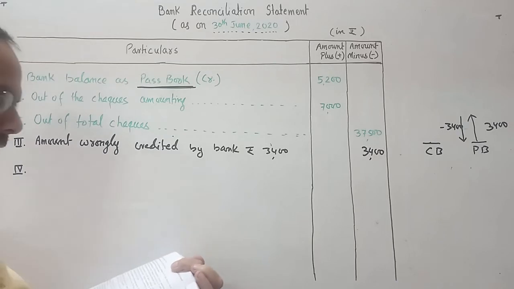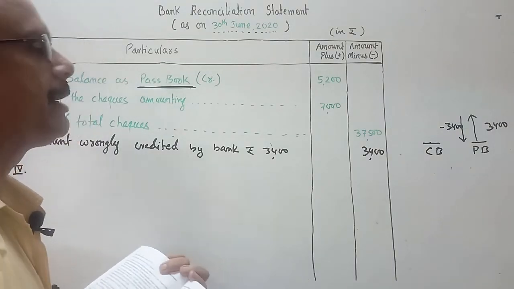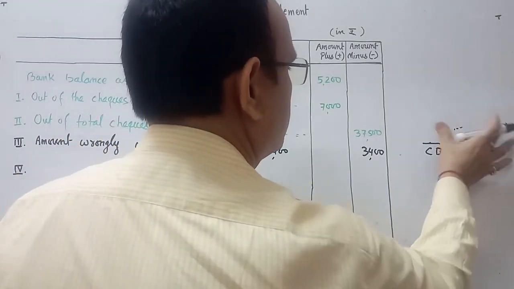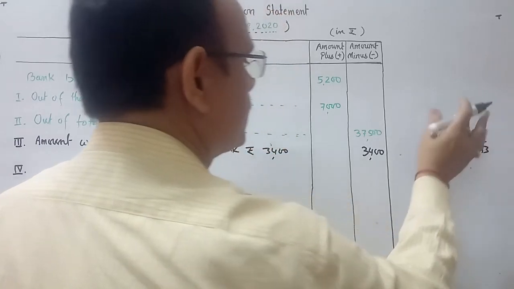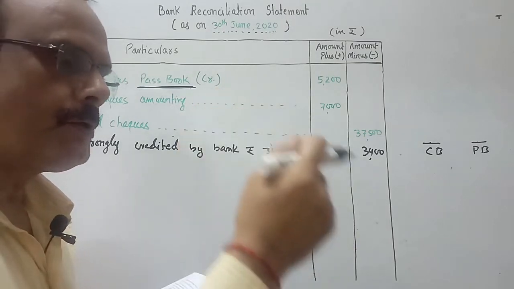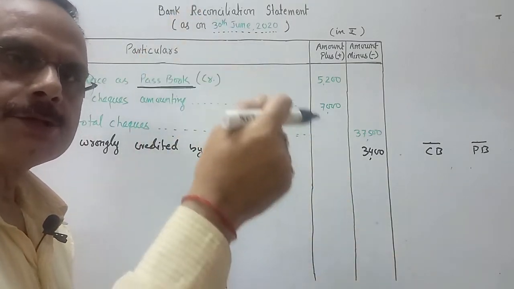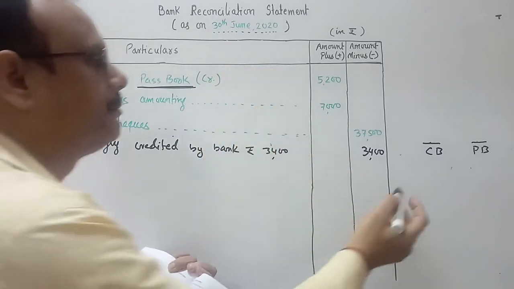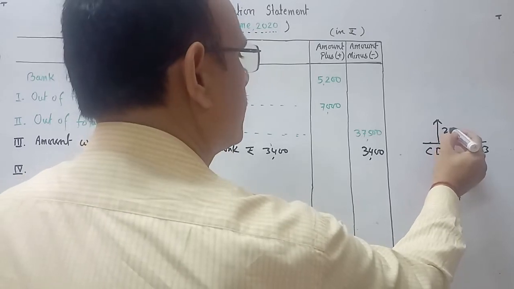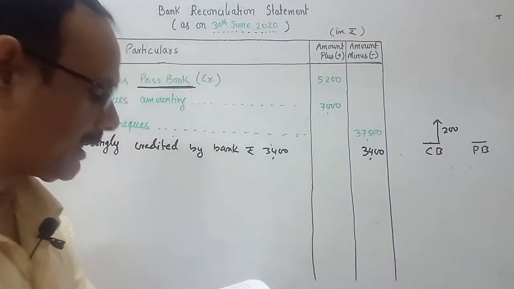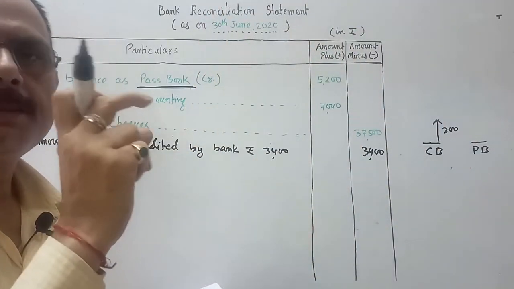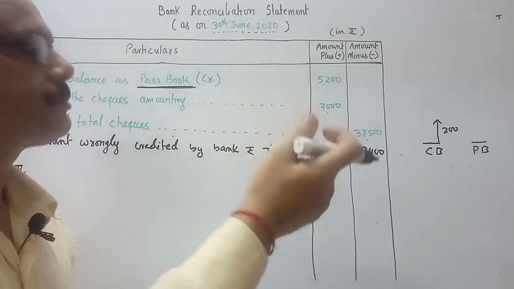Payment side of the cash book has been undercast. The payment side of the cash book is undercast. So if the payment side of the cash book is undercast, what will be the impact? The bank balance will increase by that amount, 200. If the payment side, which means the credit side of the cash book, is undercast, then the bank balance as per cash book will increase by that amount.